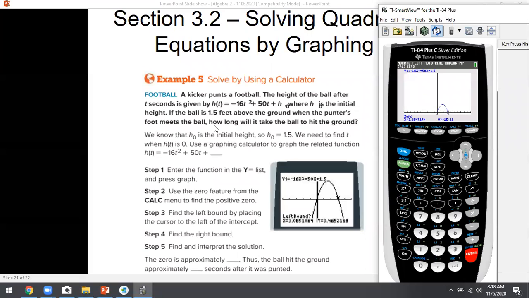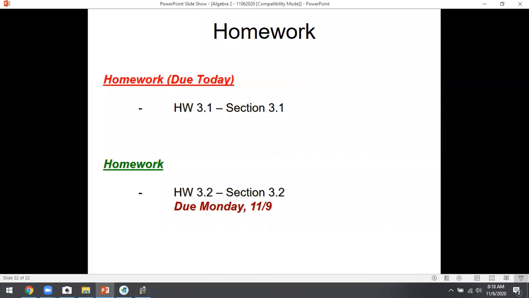Now they ask when, how long will it take? That's a time. And remember, when you graph this thing, you didn't type in T's, you typed in X's. So X stands for T. So when X is 3.15, the time must be 3.15. So somebody launches something up in the air, comes back down, and after 3.15 seconds, it hits the ground, and the problem is over. And that's essentially all you're going to be doing over and over again.